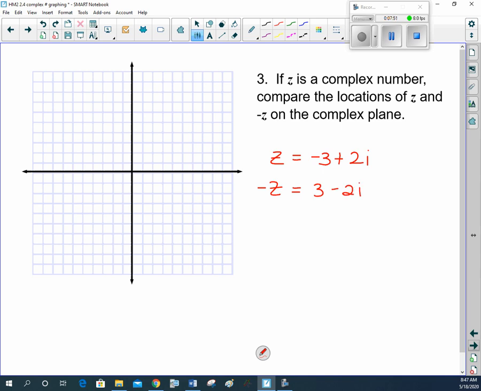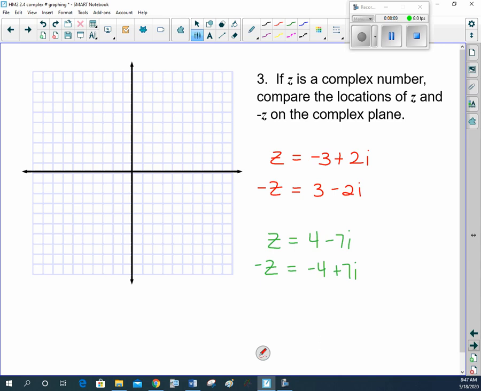Okay, let's do another one. I'll do a different color. Let's make Z 4 minus 7i. Okay, let's do the opposite of Z. Well, that's going to be negative 4 plus 7i. Okay, let's just graph those and compare what's happening.